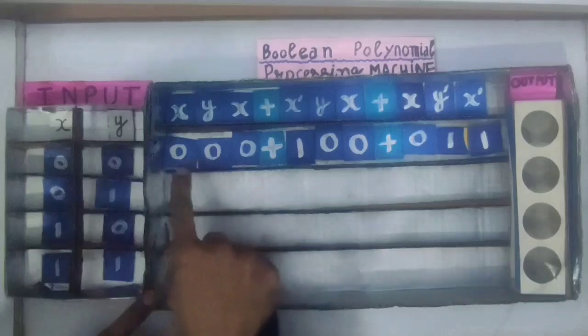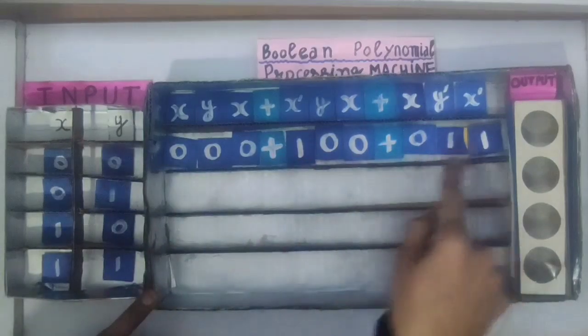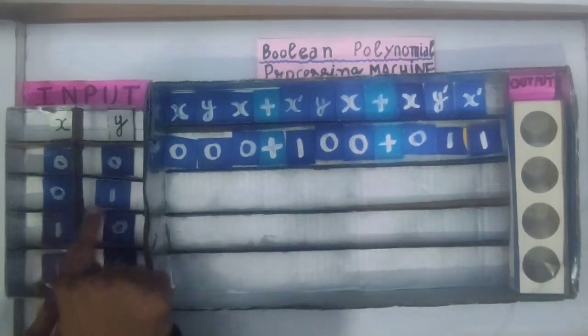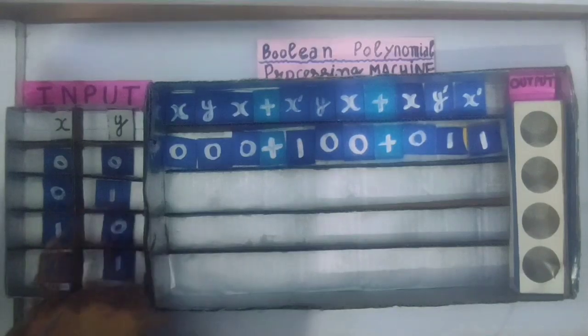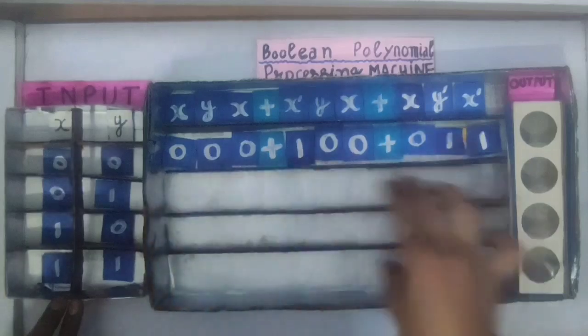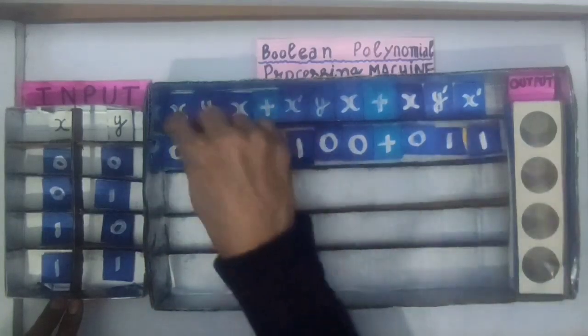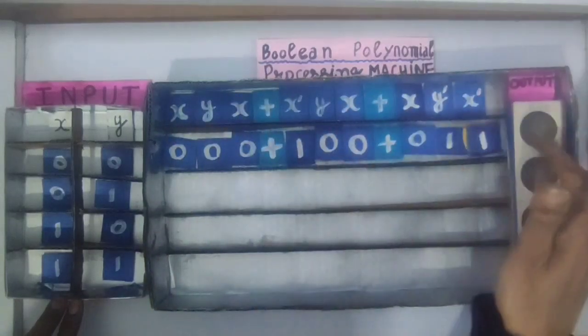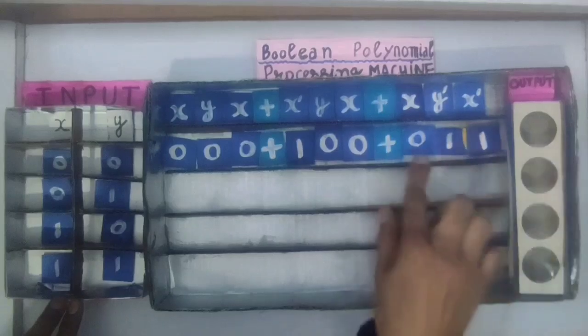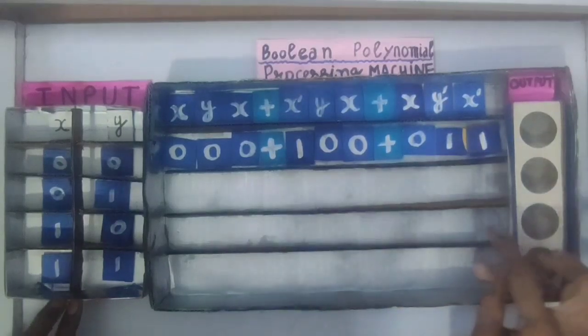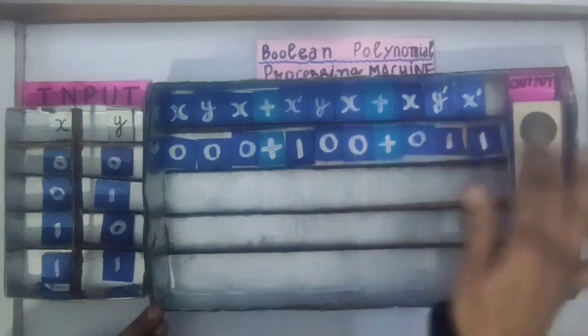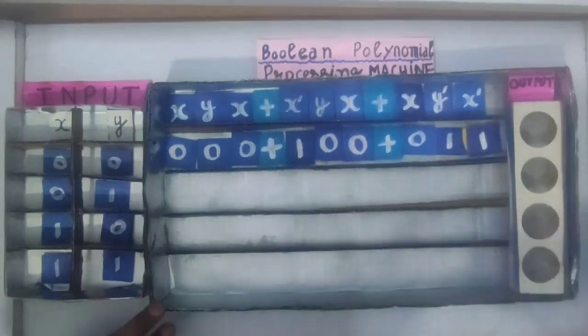When x is 0 and y is 0, we put the values in the polynomial. The same thing we do for this combination of values of x and y. When x is 0, y is 1, and when x is 1 and y is 0, and when x is 1 and y is 1, we fill up all these gaps and write the value of the polynomial. Then finally we will find the output for each particular row, using the rules of Boolean algebra, what is the output corresponding to each set of values.